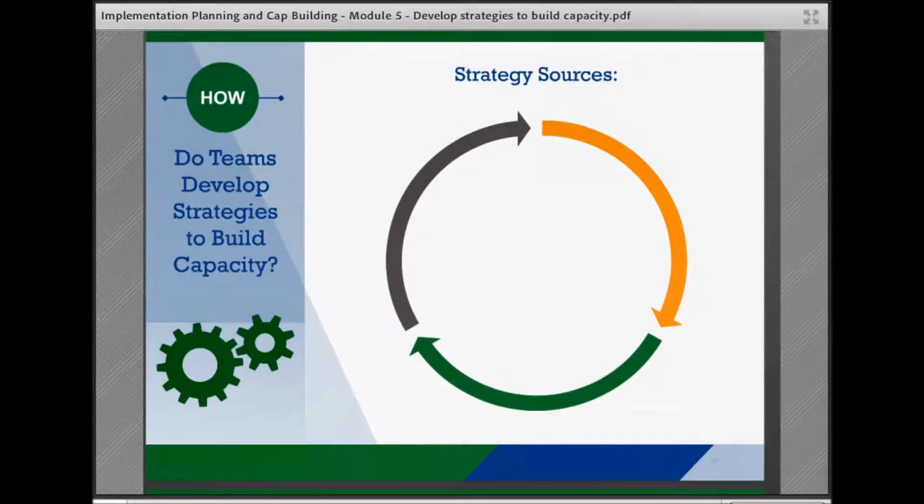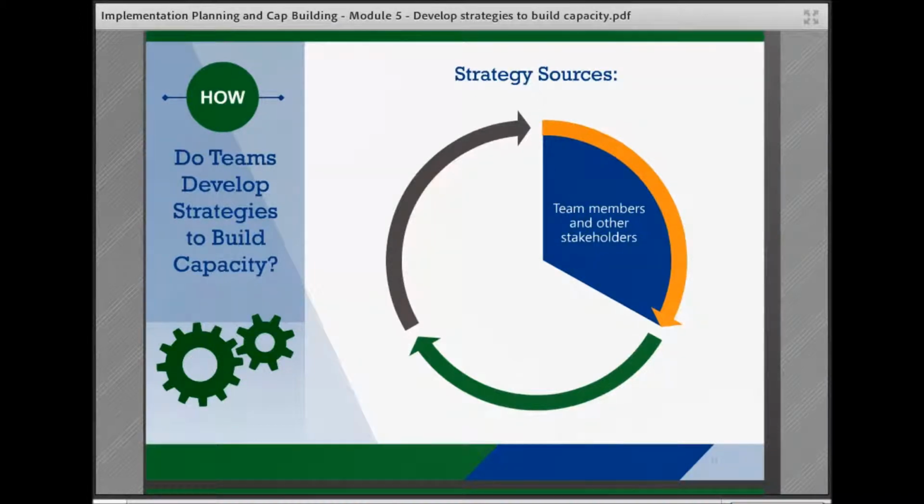After teams review their readiness findings, they move on to developing strategies for building capacity. These strategies should support effective implementation of the selected intervention, and teams will integrate them into their work plans, which will be described in greater detail in later modules in this series.